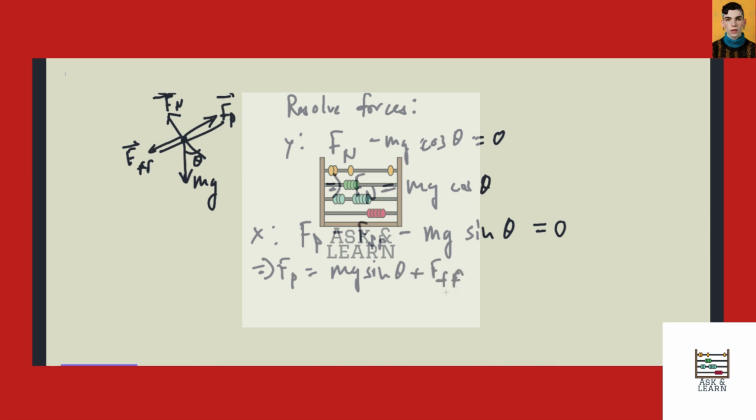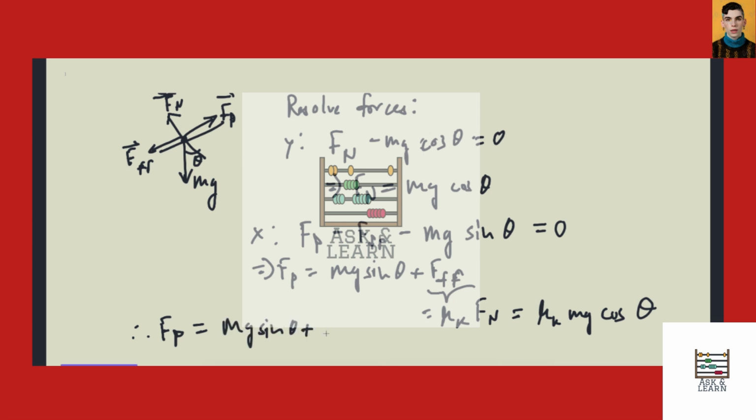Remember that the force of friction is equal to mu sub k, the coefficient of kinetic friction, times the normal force. And we just established what that is. So this is mu sub k times mg cosine theta. Therefore, the pulling force is mg sine theta plus mu sub k times mg cosine theta. If we take mg common, we get mg times sine theta plus mu sub k times cosine theta. Okay, that's the setup.